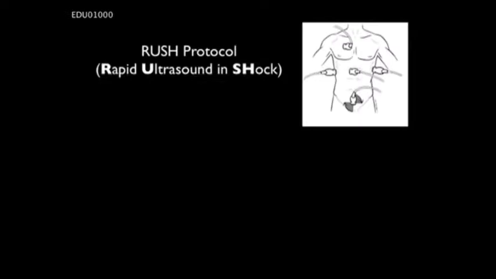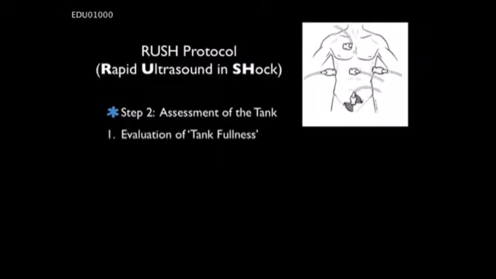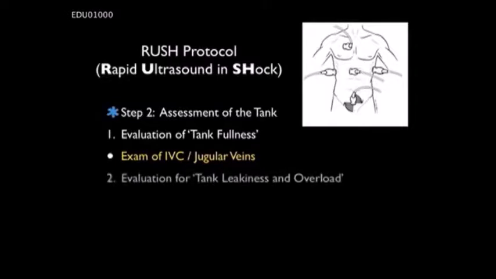Now this is a three-part evaluation beginning with part 1, evaluation of tank volume, continuing on to part 2, evaluation of tank leakiness, and concluding with part 3, which is evaluation for tank compromise. So in this three-part evaluation, the first part, the evaluation of tank fullness, really means evaluation of the patient's core vascular circuit for volume status or central venous pressure. This can be performed through examination of the inferior vena cava and alternatively with assessment of the internal jugular veins.